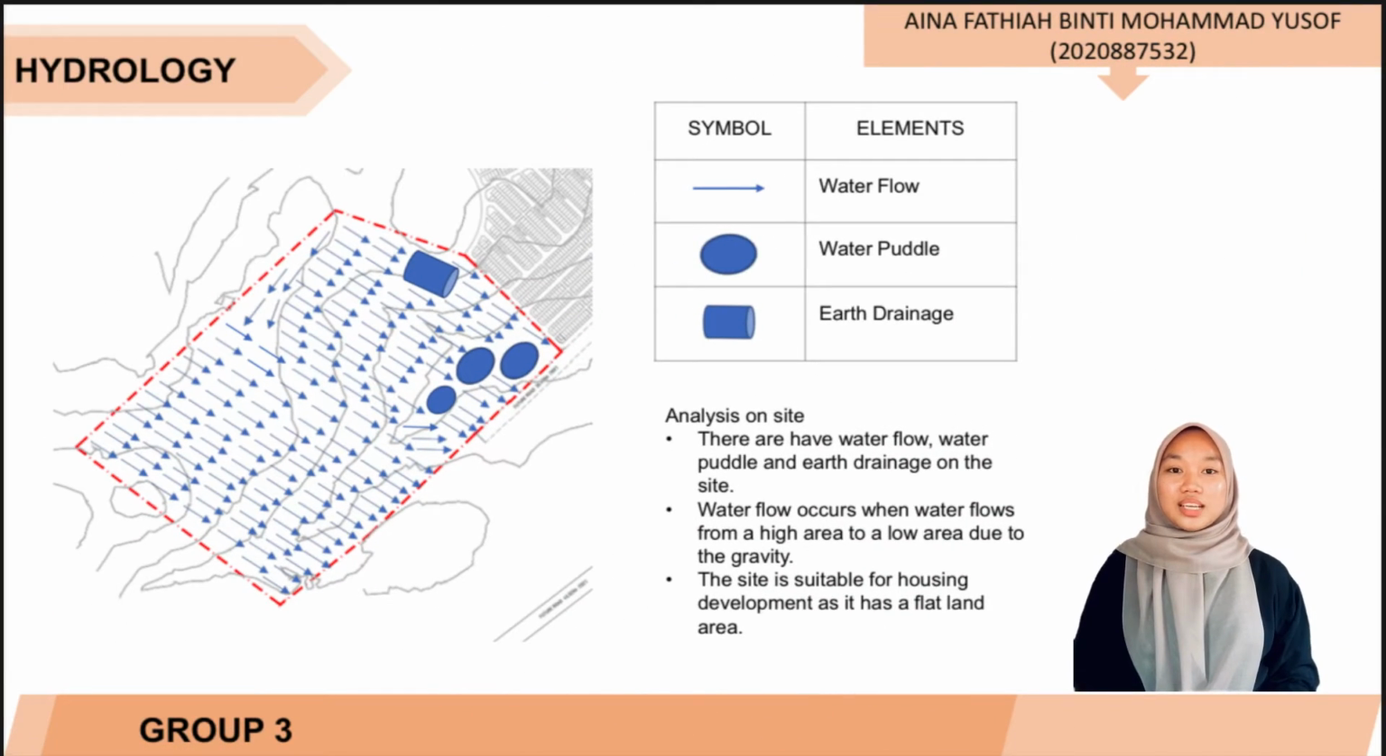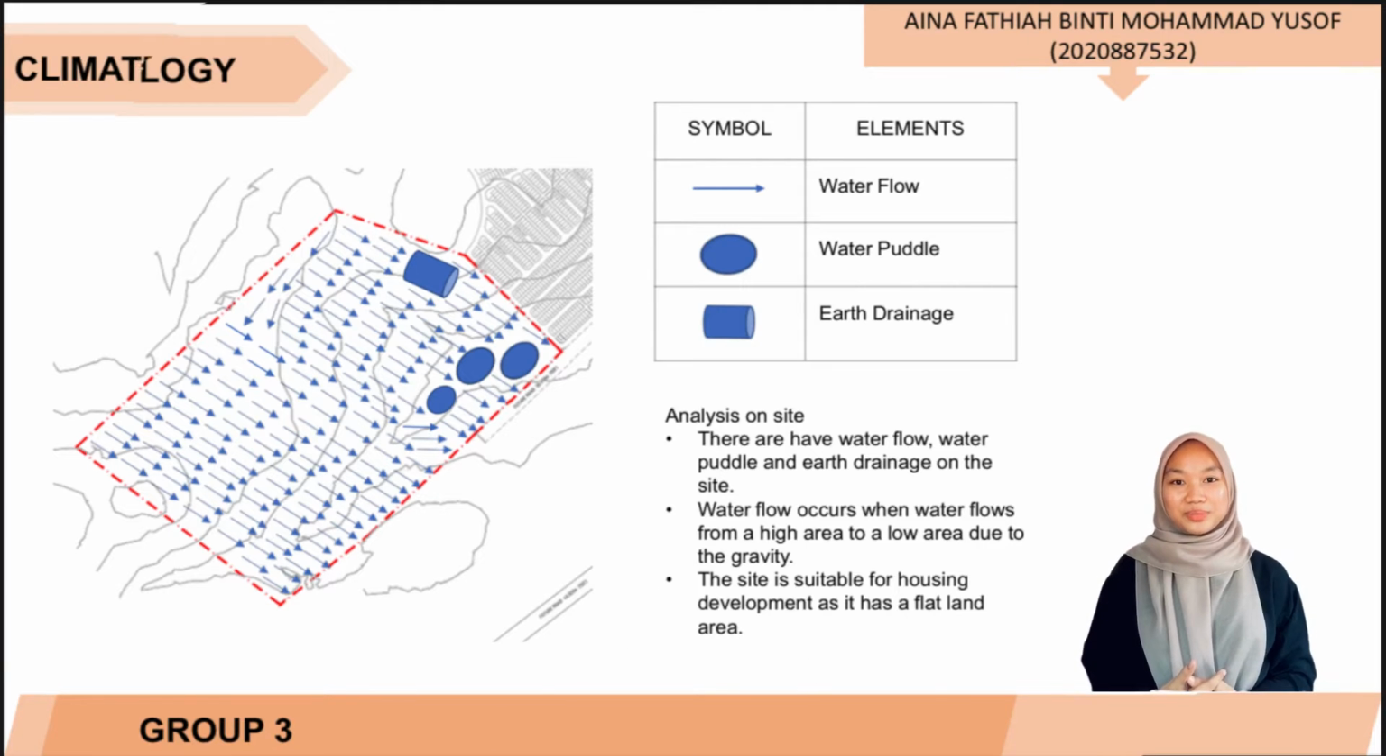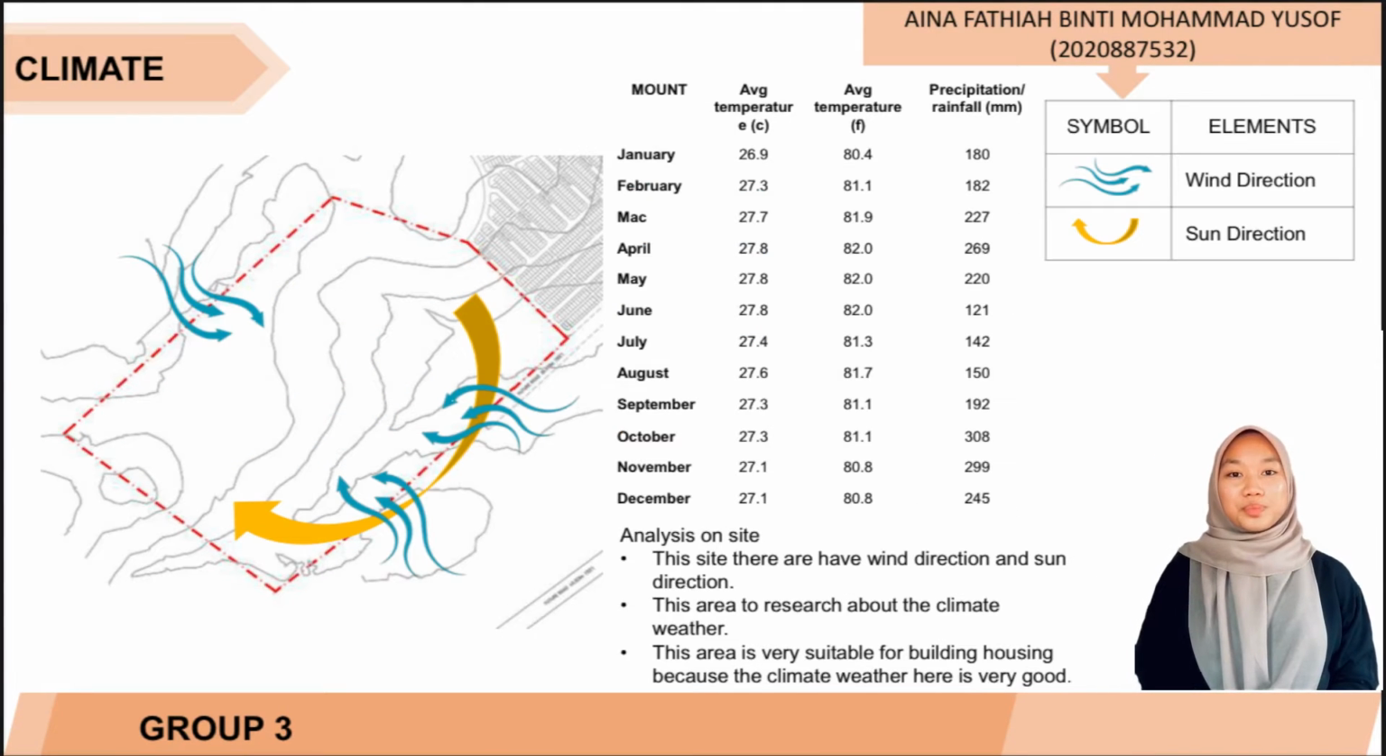Next, I want to present about hydrology analysis on site. There are water flow, water puddle, and earth drainage on the site. Water flow occurs when water flows from a high area to a low area due to gravity. The site is suitable for housing development as it has a flat land area.